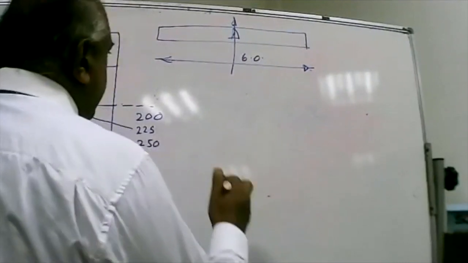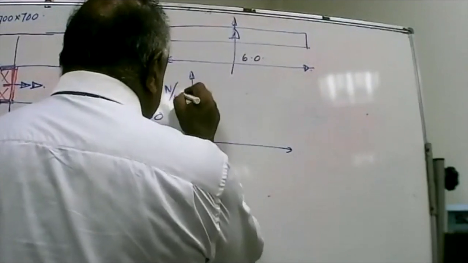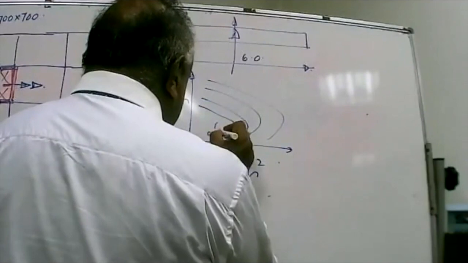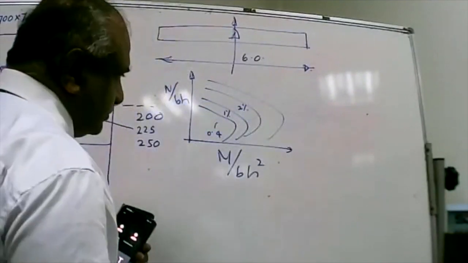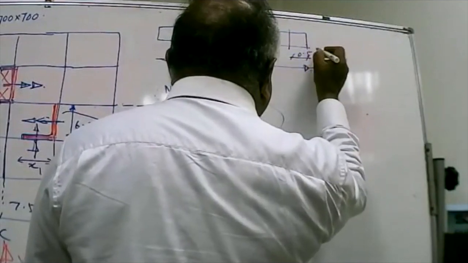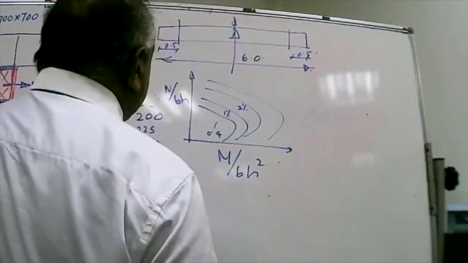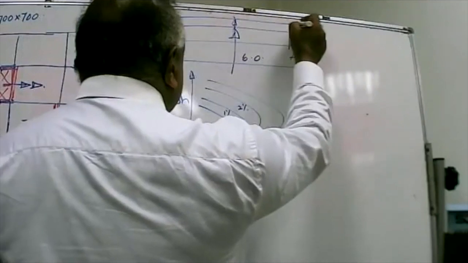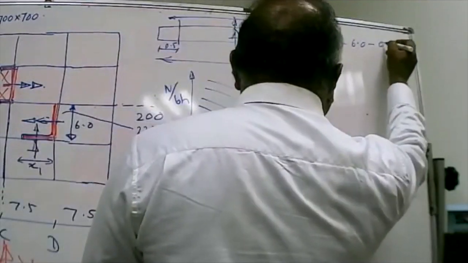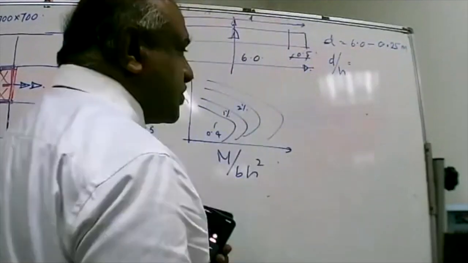And what we can do is make use of the column interaction chart, N over bh, M over bh squared, and we get charts like this, 0.4%, 1%, 2%, and so on. So what we do is select a certain area, something like 0.5 meters, for concentrating all our reinforcement at the edge ends. So the effective depth d will be 6.0 minus 0.25 meters. And then you can find the d over h ratio, which will come close to 0.9.